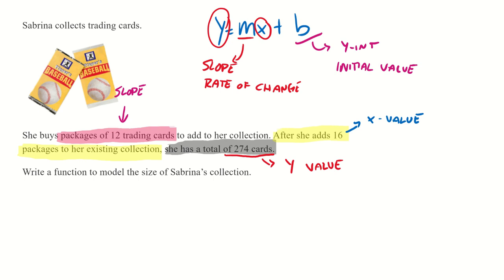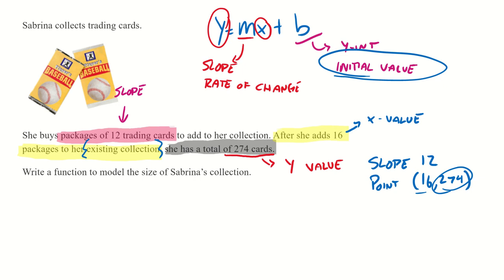Okay, so if we were to take this information, like we had with our problems yesterday where we had a slope and a point, we have a slope of 12 and a point of 16, 274. After she bought 16 packs, she got a total of 274. Now it says she had an existing collection. That means she had cards beforehand. That means we're going to have some kind of initial value that we need to solve for here.